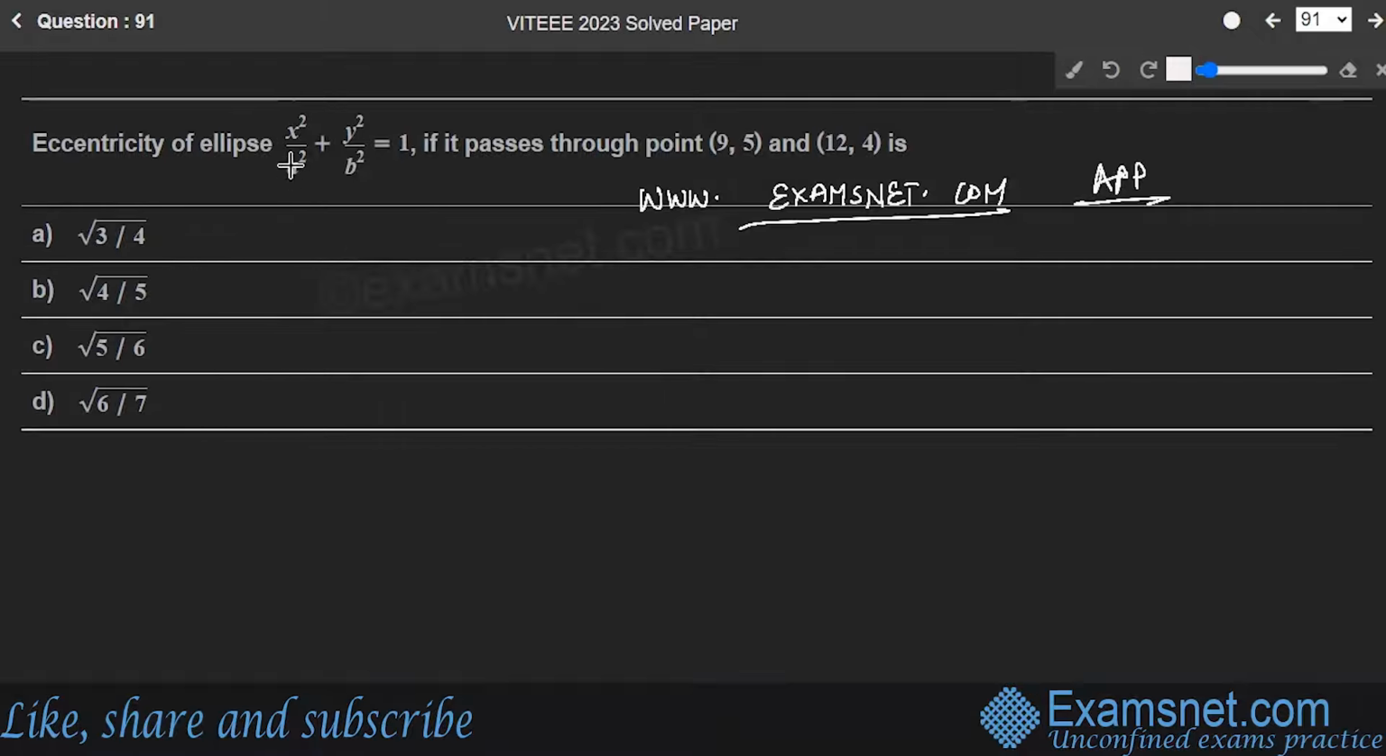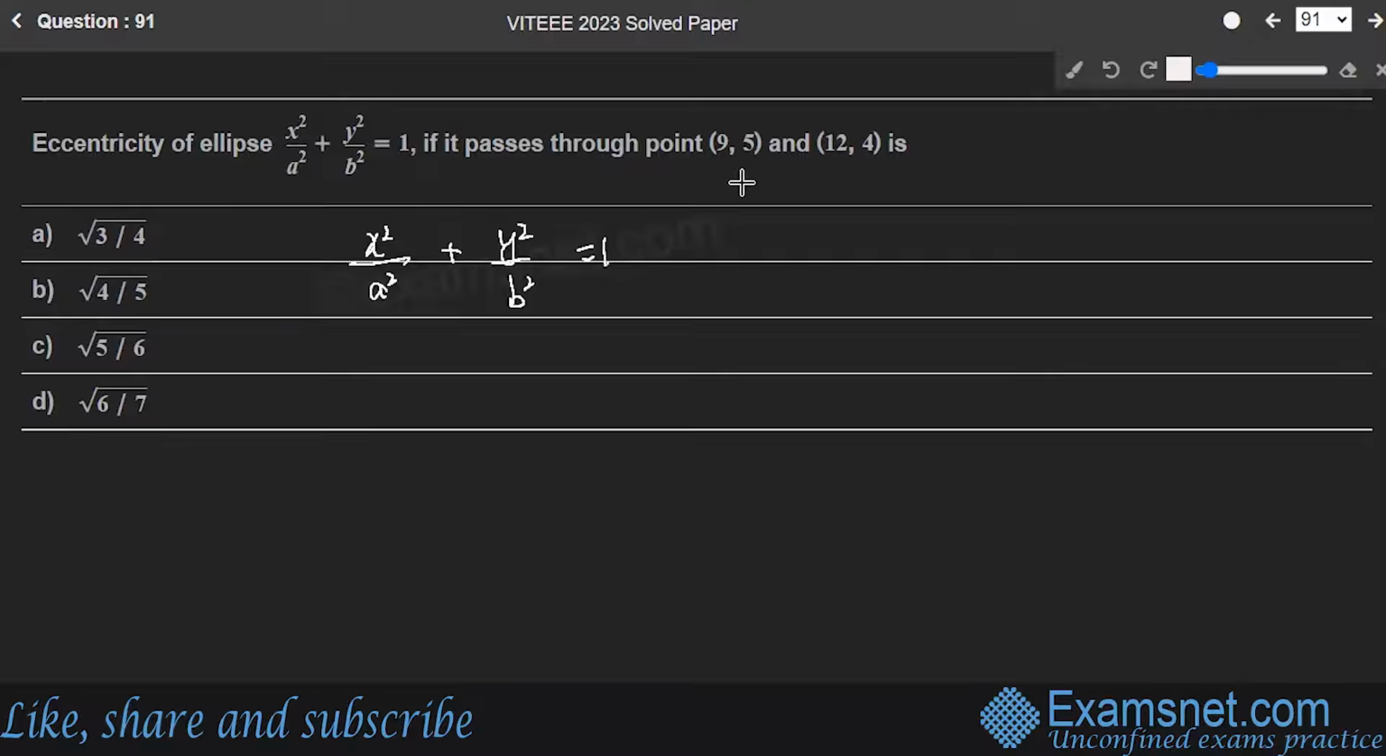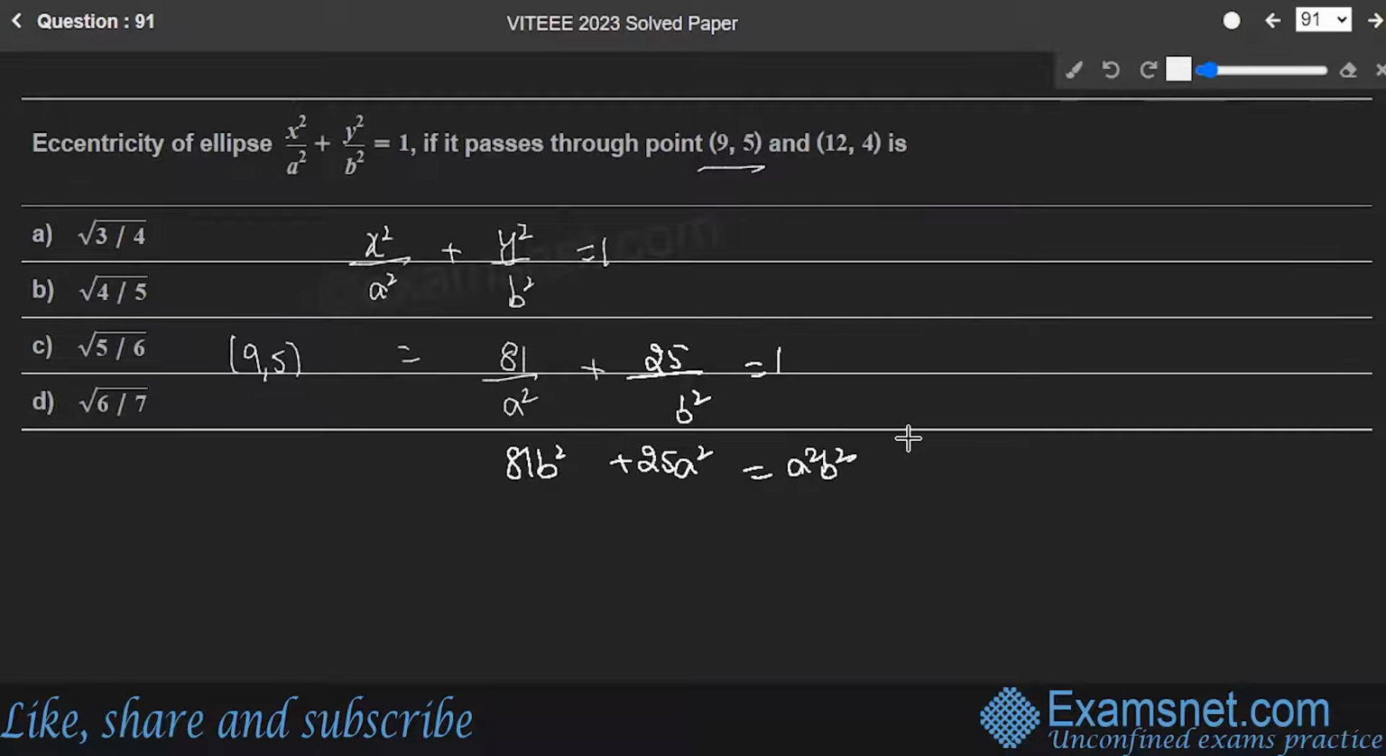Question number 91. Eccentricity of this ellipse, if it passes through these 2 points, is given by. Fine. So first of all, this is the given equation of the ellipse. If this ellipse is passing through this point, this makes it 9 square, that is 81 upon a square, plus y square, which is 5 square, that is 25 upon b square, is equal to 1. This gives you 81 b square plus 25 a square is equal to a square b square.